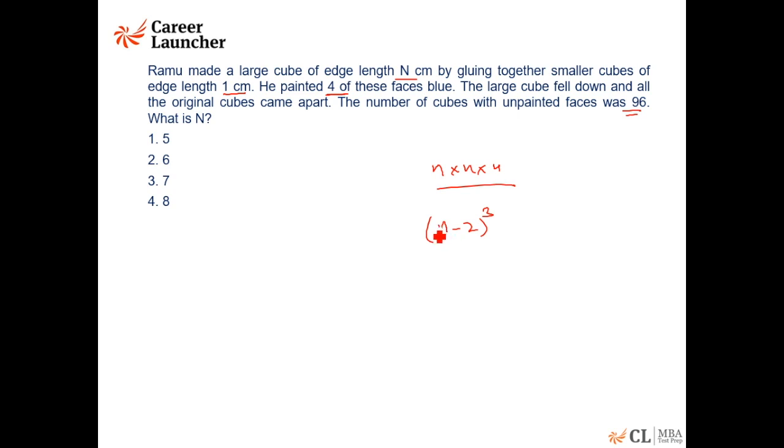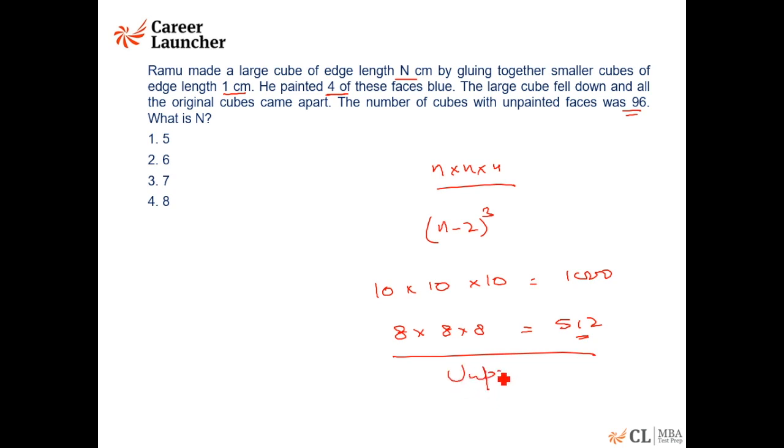So if it is a 10 by 10 by 10 cube which has got 1000 small cubes, out of these 8 into 8 into 8, which is 512, so many small cubes will not be on the surface and hence all of them will be unpainted. Right? So can I say the total number of unpainted cubes should be greater than or equal to n minus 2 whole cube?